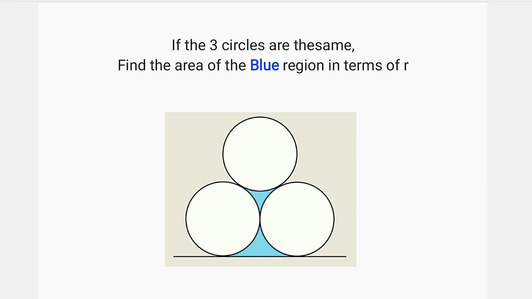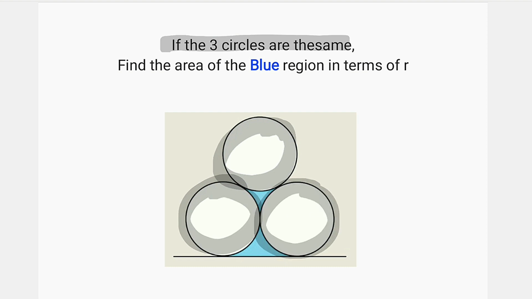The question reads, if the three circles are the same, it means that these three circles are identical. They have the same radius. We are asked to find the area of the blue region in terms of r. So the radius is not given, so we want to leave the answer in terms of the radius.